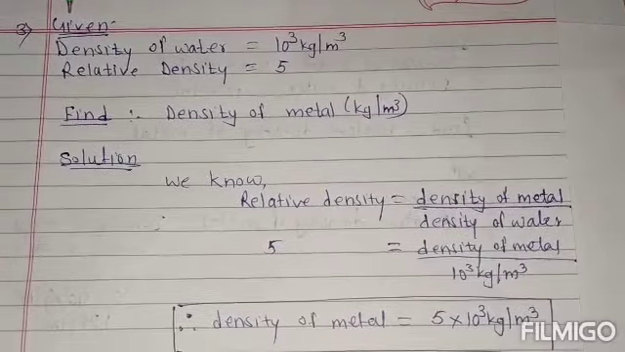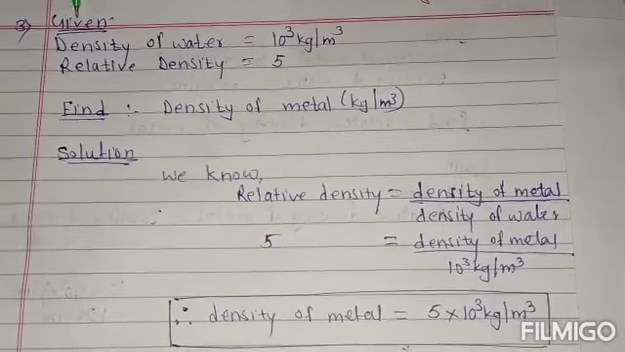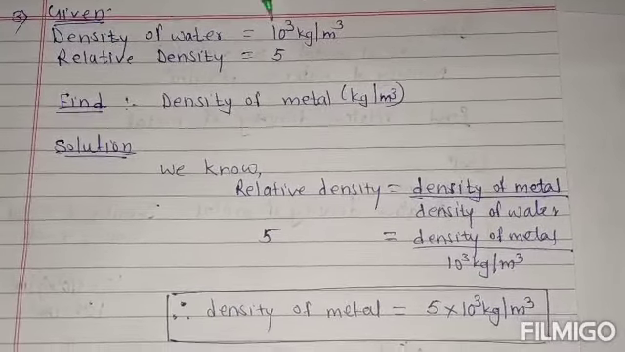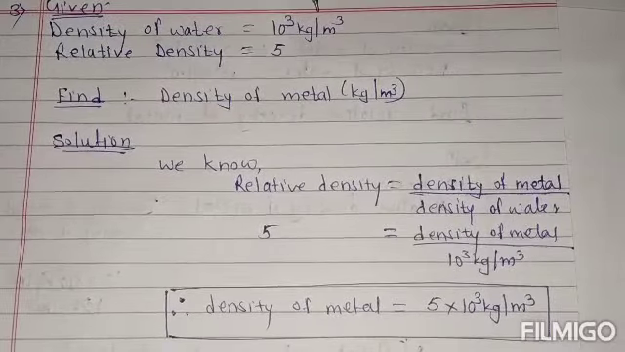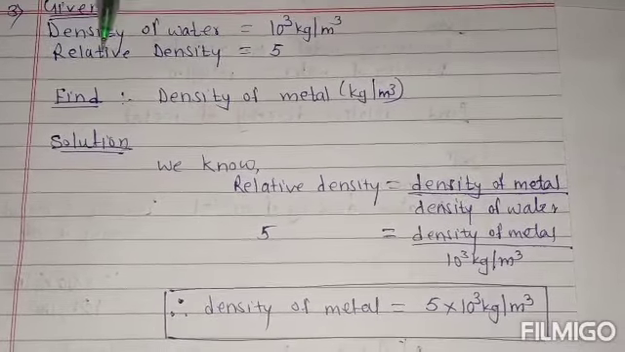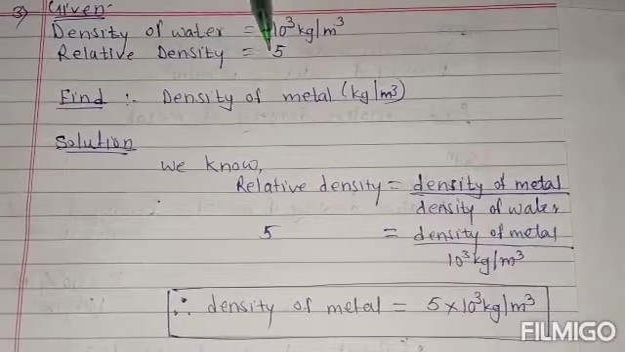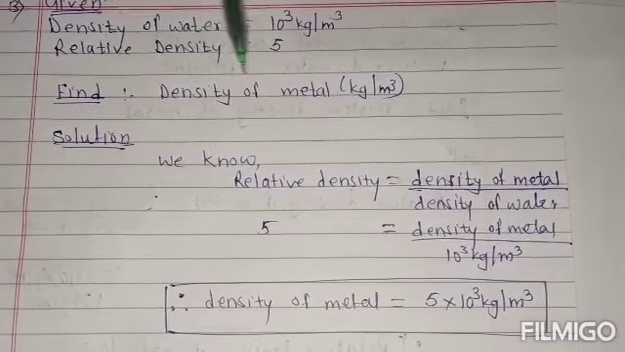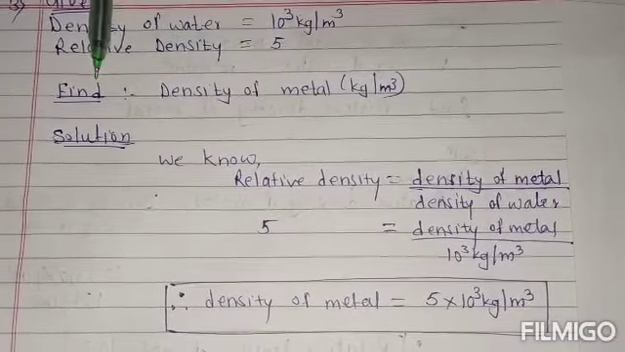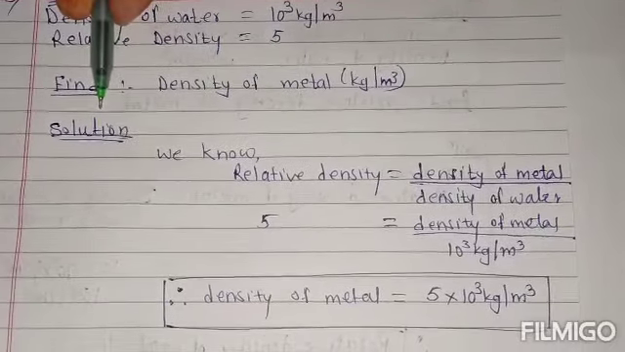We will see the third question. What is given in that? Density of water, which is equal to 10 raised to 3 kg per cubic meter. Relative density is given 5. You have to find density of metal. So solution.